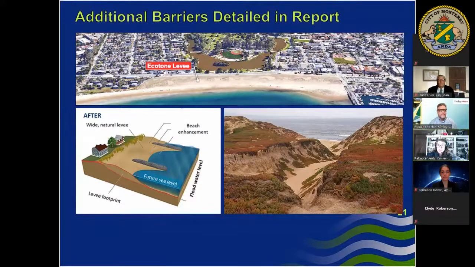Another option for downtown is a levee, taking over the existing beach and park right in front of El Estero. And that could be a more narrow sort of traditional levee that's barren, or it could be what we've shown here, an ecotone levee or a naturally planted levee, which is much wider and is planted to resemble the natural environment. So another option for downtown. Next, please.